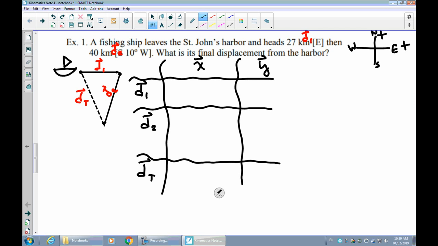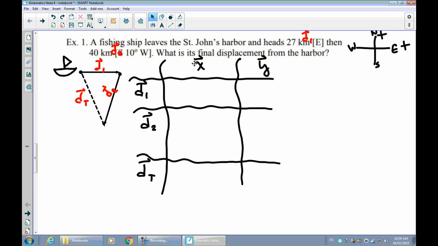So when I try and set up this chart, what I need to do is look at each vector and ask myself, what component of this vector goes straight along the x-axis, and how much of it goes straight along the y-axis? So for the first vector, d1, that's pretty easy to do. In fact, we don't need to do any of the trigonometry that we talked about in our previous steps, because in this case, d1 is straight along the x-axis already. It's 27 kilometers straight to the east.